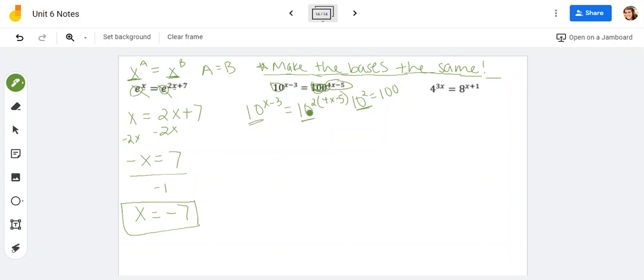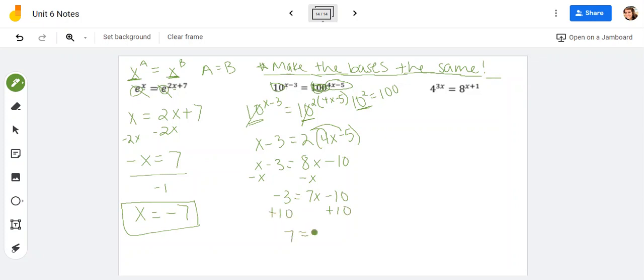Now that these bases are the same, I can cancel those 10s, and I'm left with x minus 3 equals 2 times 4x minus 5. Now I just need to solve for x, so I start by distributing. I get x minus 3 equals 8x minus 10. And then just go through a couple steps and we can find that 7 equals 7x, meaning that 1 equals x. All right, let's try one more.